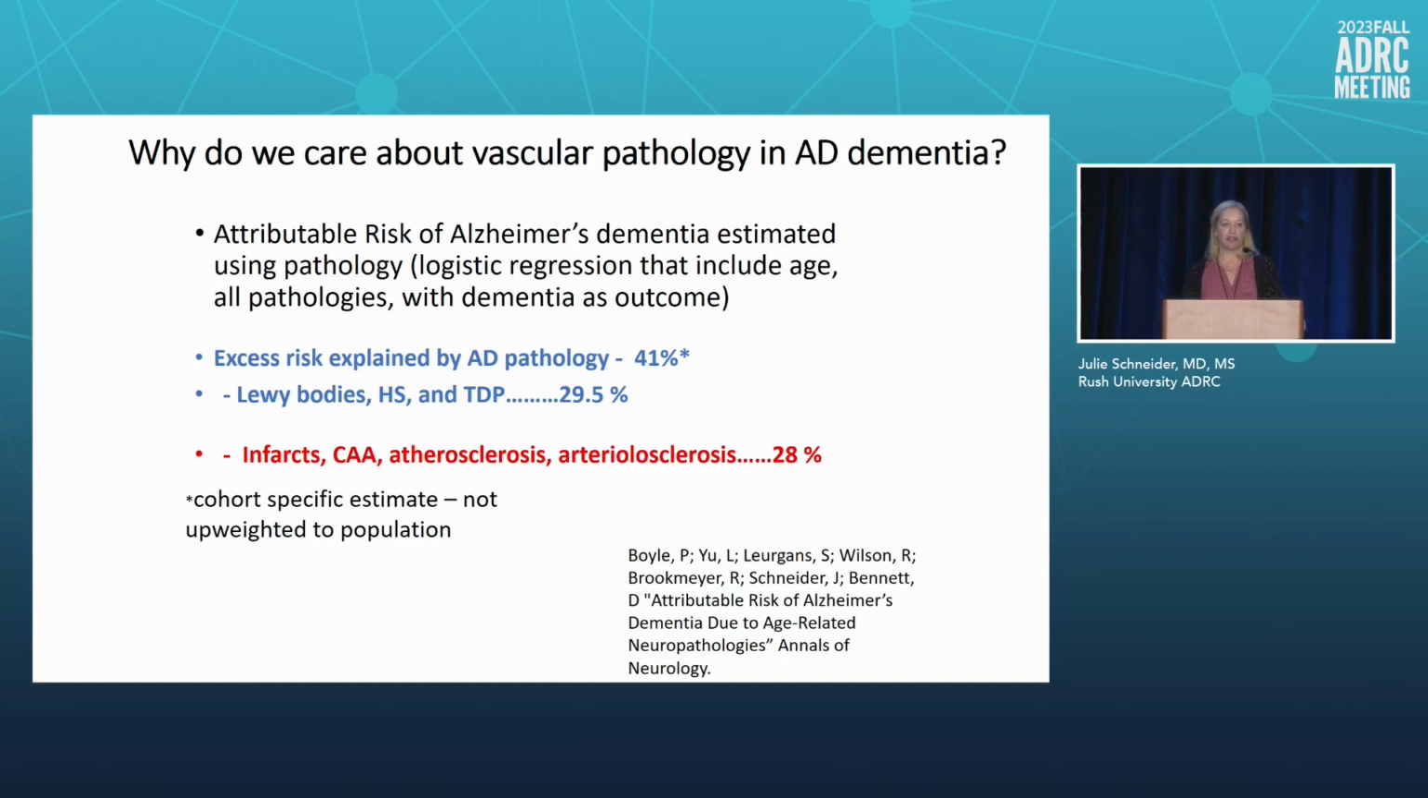So if you look at the Ross map cohort and you look at attributable risk, about 28% of the risk is attributable to infarcts, CAA, atherosclerosis, and arteriolar sclerosis. And that's just using those 4 things. So we're not talking about white matter hypertension. These are other things you might see in addition to that. So a lot of what we see in Alzheimer's disease or dementia is related to their vascular pathology.